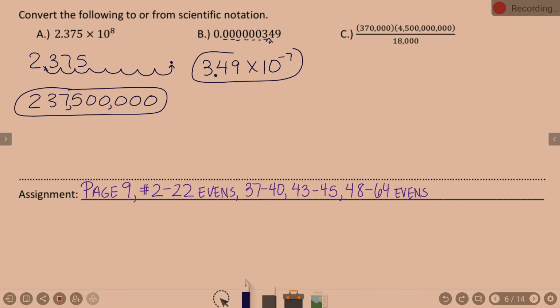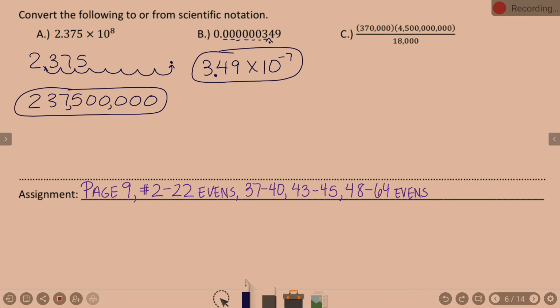Now, C. Easy option would be to just throw this in the calculator. However, I'm going to challenge us to not throw it all in the calculator. We might do a small piece of it in the calculator. This is not in scientific notation, correct? So that means our job is to put it in scientific notation. It'll make life a little easier if we put it in scientific notation before we multiply and divide. So let's review a little bit.